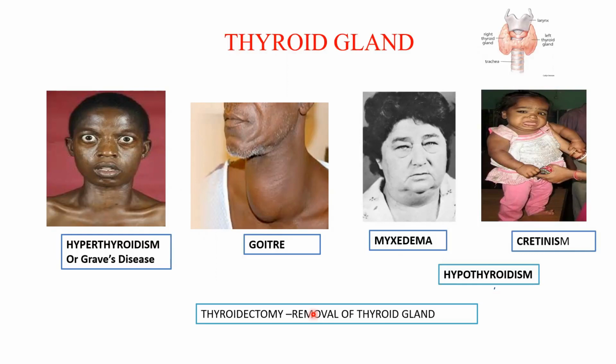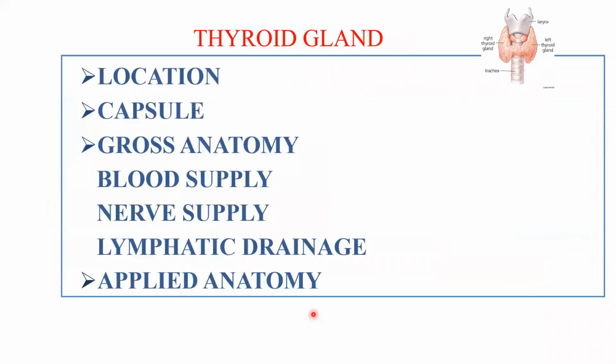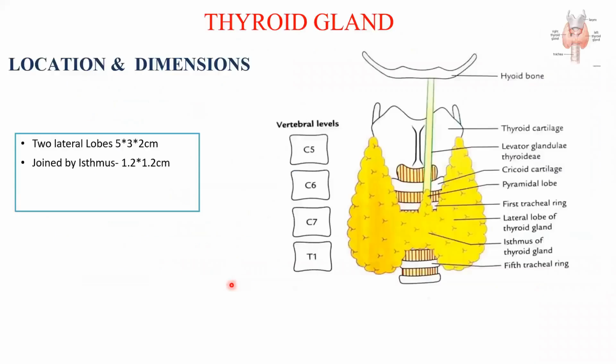So in this lecture, we will study the anatomy of the thyroid gland and we will try to correlate them clinically. We will study the thyroid gland under the following headings: its location, capsule surrounding the gland, gross anatomy of the gland along with its blood supply, nerve supply, lymphatic drainage, lastly its applied anatomy and congenital anomalies associated with the gland. First is the location of the gland.